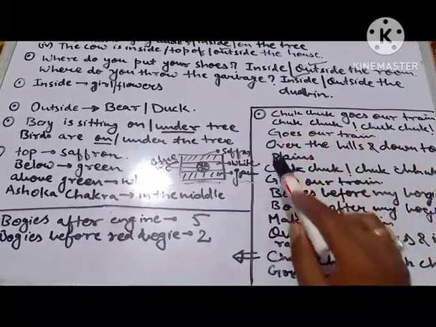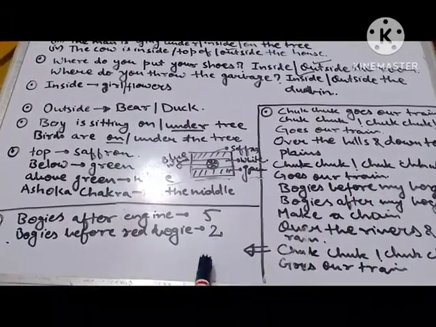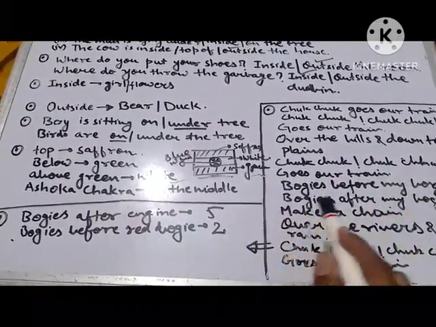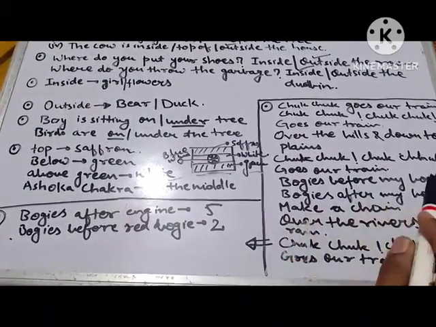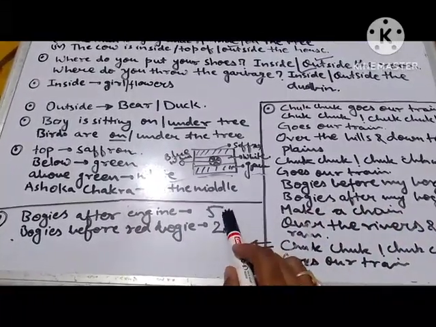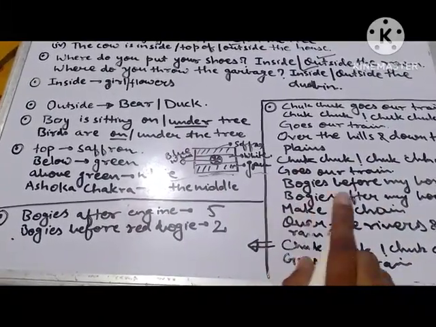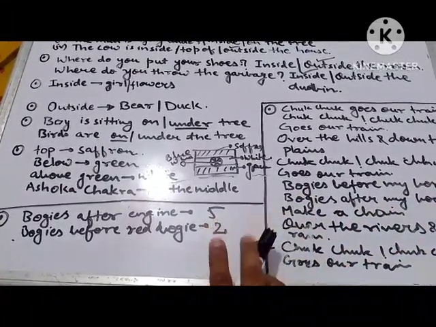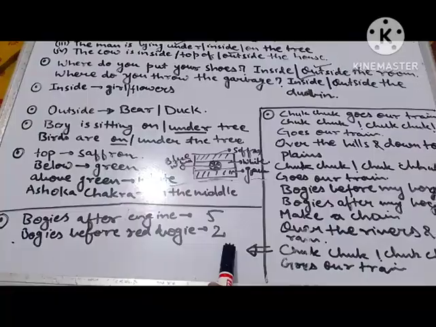So on the basis of this poem and the figure shown in the book, we had to answer some questions, and 2 questions were like this. Bogies after engine. So in the figure when you see, there is one engine and 5 bogies. So for bogies after engine, you had to count the number of bogies and it was 5. And bogies before the red bogie: there is one bogie at the center of all the 5 bogies. So before that there were 2 bogies, as we can see from the book.